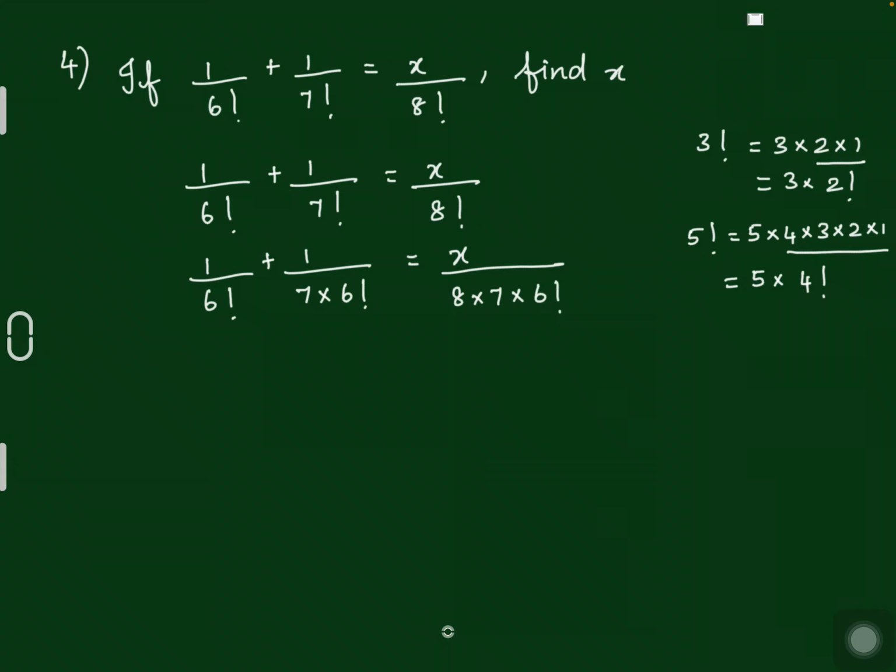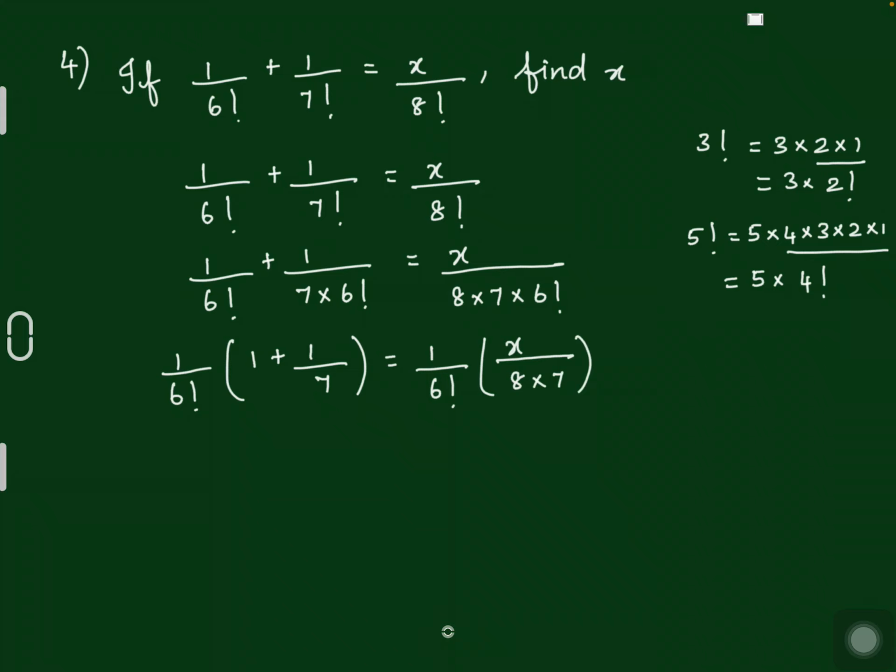So, I take 1 by 6 factorial common outside. If I take 1 by 6 factorial, what will be left out here? 1 plus 1 by 7 is equal to, here also I take 1 by 6 factorial common. So, what will be left out here? x by 8 into 7. So, what did I do? 1 by 6 factorial I took common. So, what will be left out in the first term? 1 plus 1 by 7 is equal to, here also I have taken 1 by 6 factorial outside.